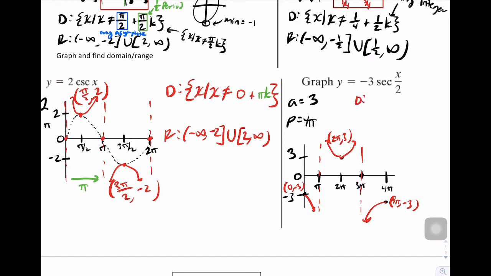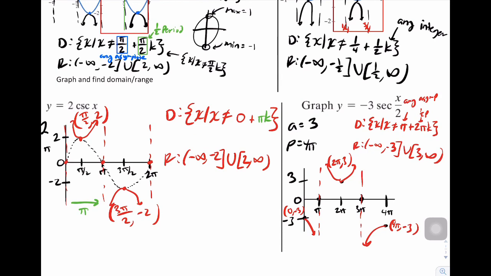Now the domain and range, we'll do the domain first. All x such that x cannot be pi plus 2 pi k. So again, this one is any asymptote, and this one is simply 1/2 the period. And the range is going to be -infinity to -3 inclusive, union 3 to infinity. And there it is. Okay, good job. And let's start working on some other problems.